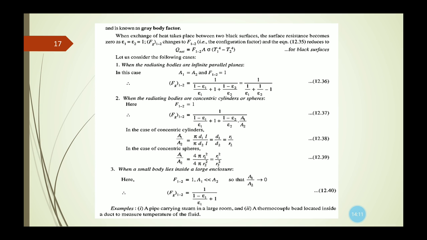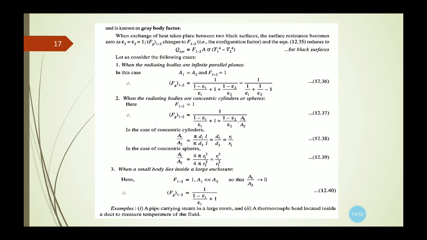Now when the heat exchange takes place between two black surfaces, then the surface resistance becomes 0, as epsilon 1 equals epsilon 2, which equals 1 in case of a black surface. So in that case the gray body factor can be written as F12, that is the configuration factor, and the equation for the net heat exchange in case of the black surface can be written as F12 A sigma (T1 to the power 4 minus T2 to the power 4).